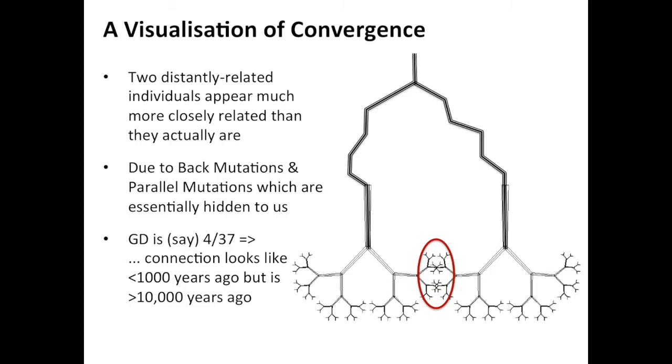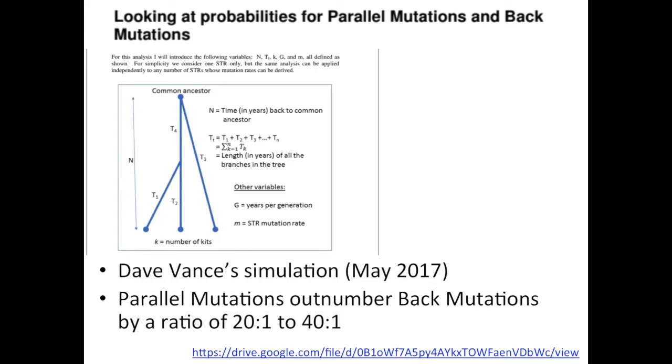Dave Vance actually simulated these back mutations and parallel mutations, and within the surname era, which would be the time of your surname project, you can expect parallel mutations to outnumber back mutations by a factor of about 20 to 1. Or 40 to 1. So there are many, many, many more parallel mutations than there would be back mutations.